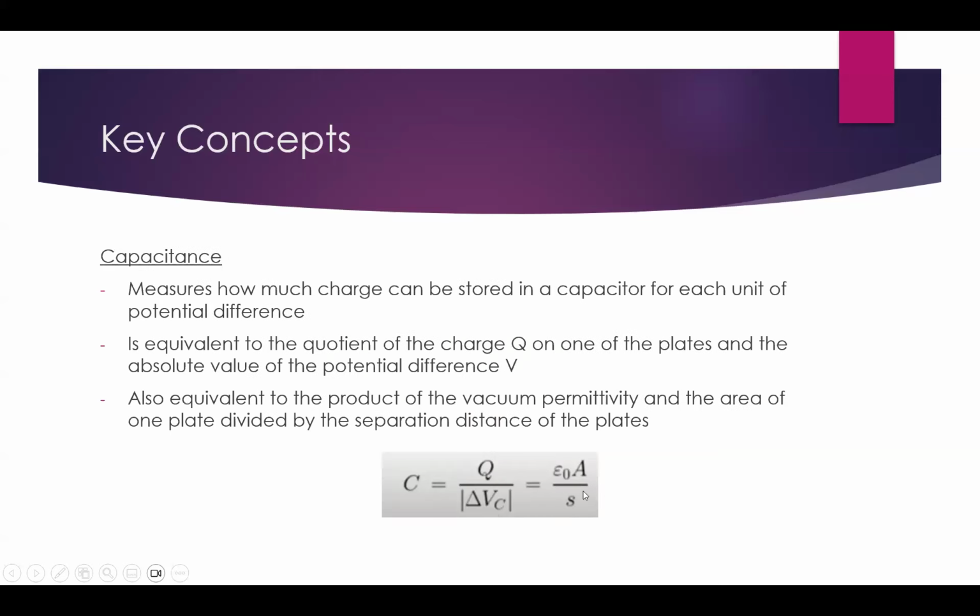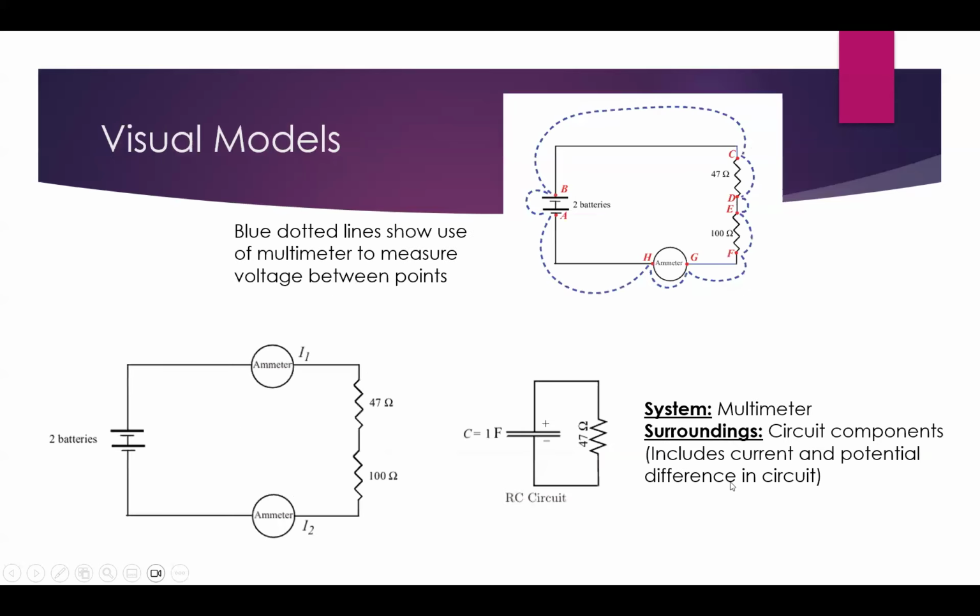Capacitance measures how much charge can be stored in a capacitor for each unit of potential difference. It is equivalent to the quotient of the charge Q on one of the plates in the capacitor and the absolute value of the potential difference V. The equation is shown here below.